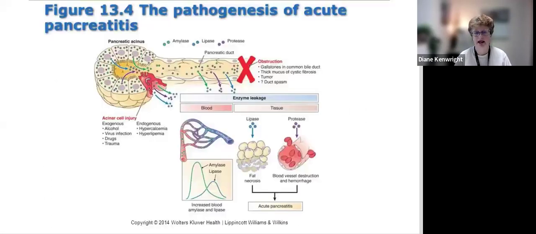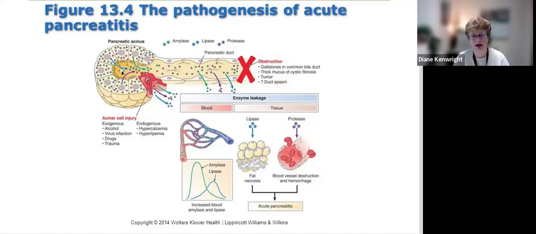Let's look in more detail at the pathogenesis of acute pancreatitis. Okay, so this is the pancreas, this is the pancreatic duct, the small bowel is on this end. So obstruction, gallstones in the common bile duct, or thick mucus of cystic fibrosis, or chronic alcoholism, or tumor, or maybe duct spasm, causes obstruction of the pancreatic duct. What happens then?